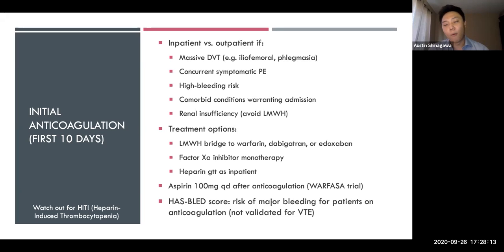And this is for patients on anticoagulation in atrial fibrillation. It's important to know that it's not actually validated for VTE, but it might help guide you clinically. Also, if you're using especially unfractionated heparin, watch out for HIT, which is heparin-induced thrombocytopenia. If you see your patient's platelets dropping, or if they're developing thrombus somewhere else, something to consider.